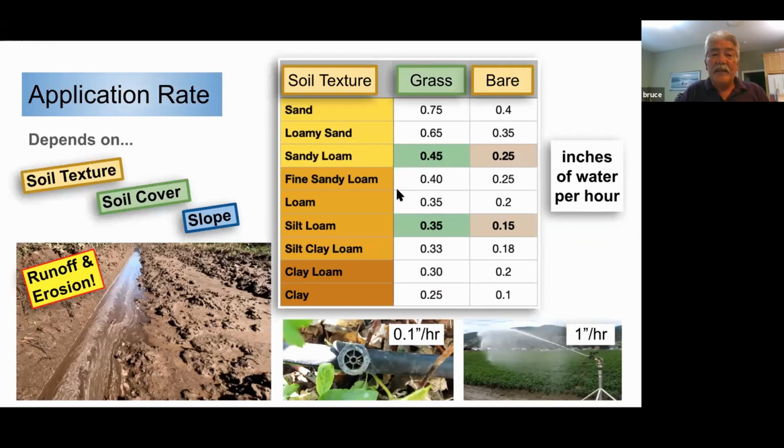So other things that impact our application rates, we want to look at the soil texture. How fast can your soil accept water? You want to look at the cover. You want to look at the slope that the land is on, and then the potential runoff and erosion.